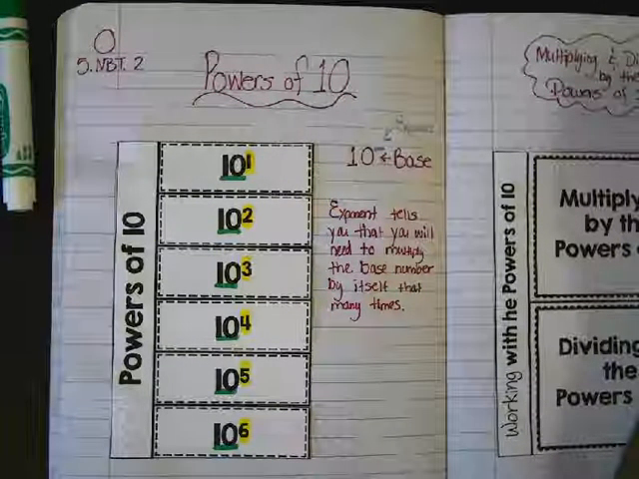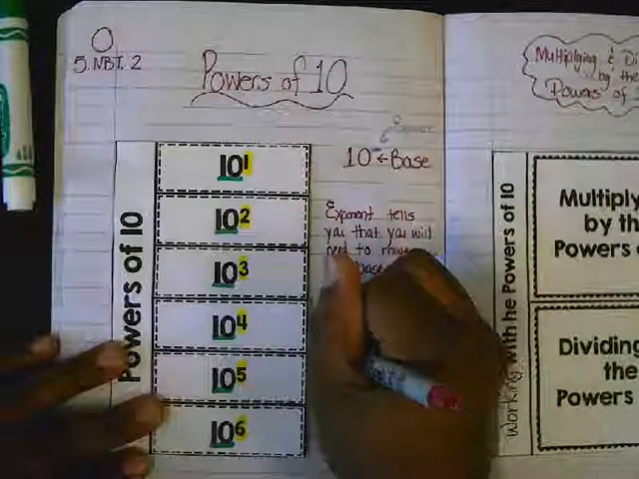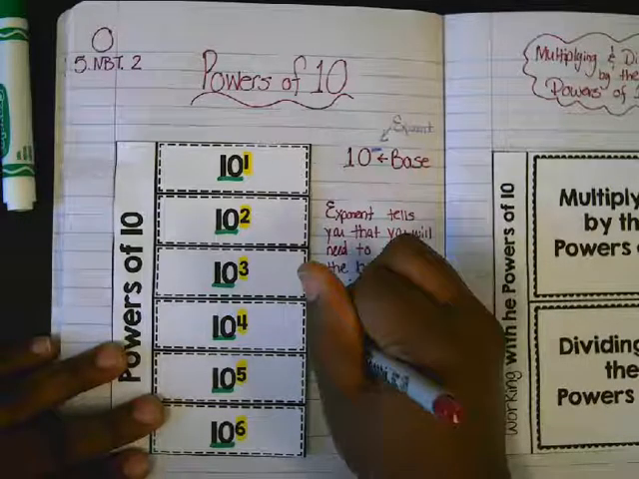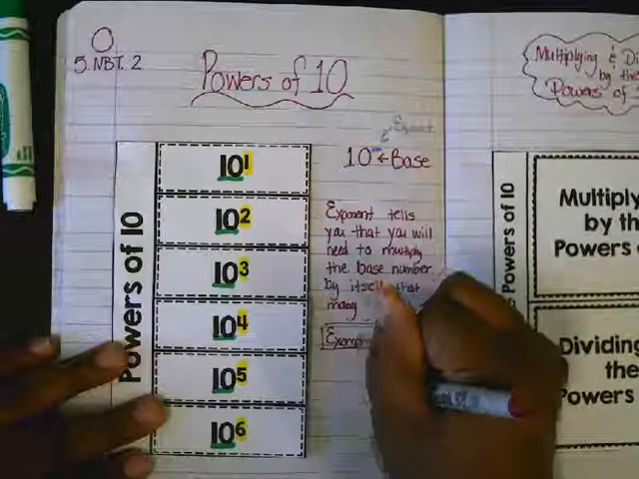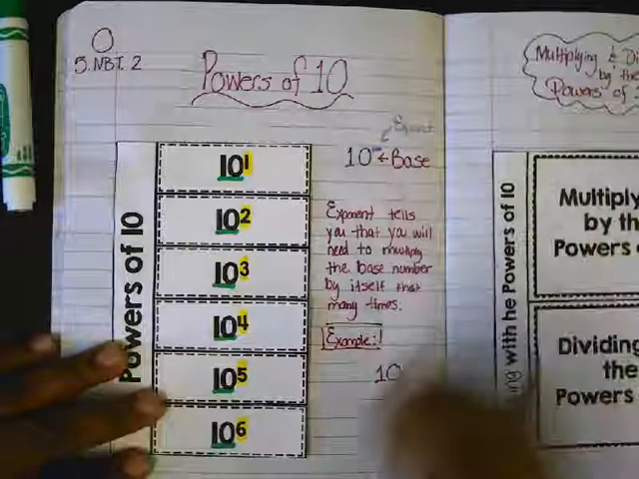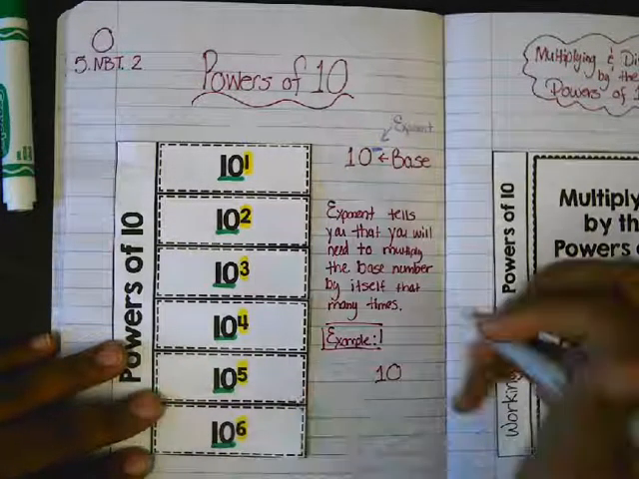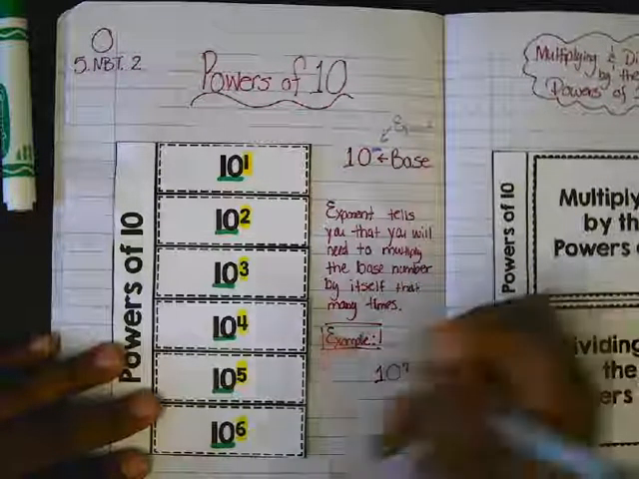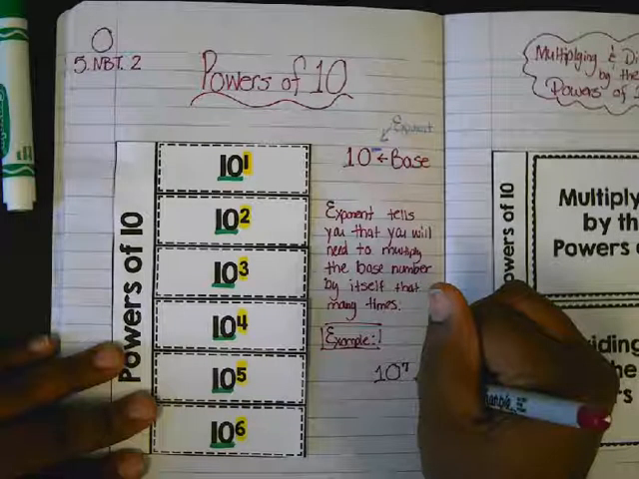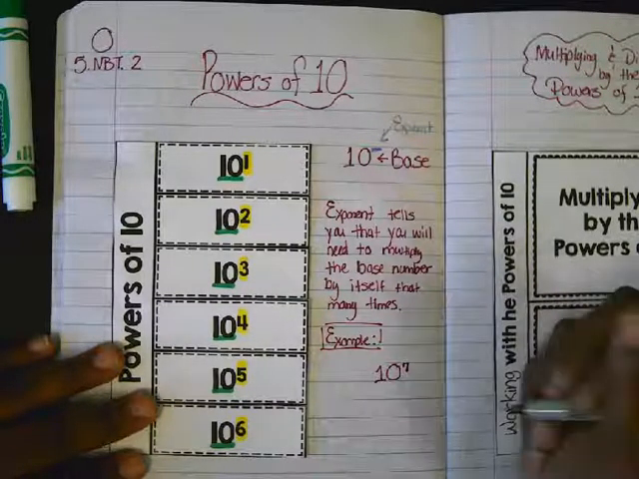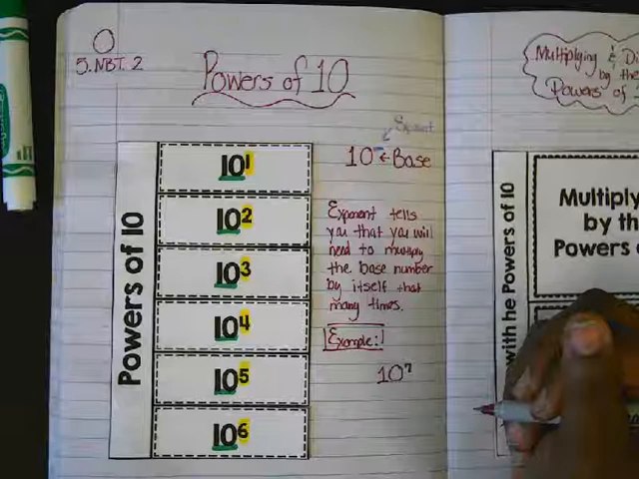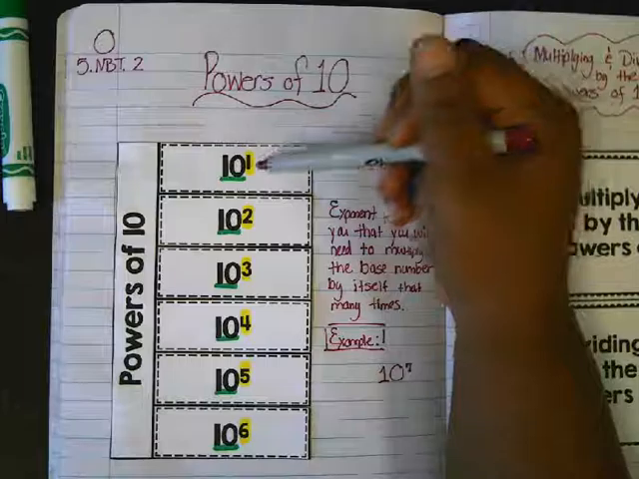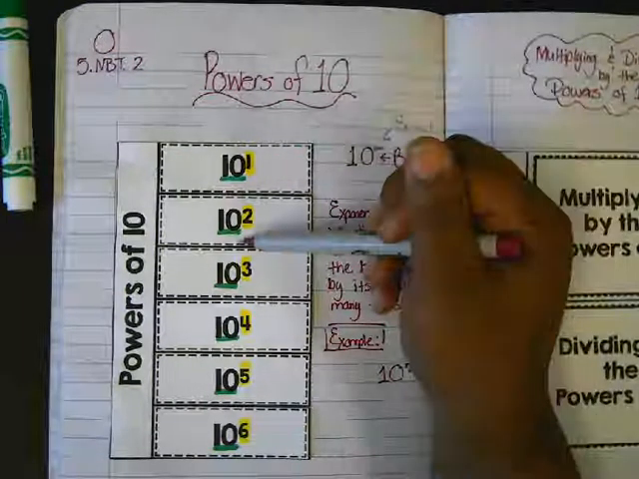So for example, we will have the base number 10. And then since we already have 10, 1 through 6 right here, I'm going to say the exponent is going to be 7 in this example. So they may say, what is 10 to the 7th power or the 7th power of 10? Now notice how I'm reading, I'm saying it. When I was talking about the powers of 10, I will say 10 to the first power or the first power of 10. 10 to the second power or the second power of 10.